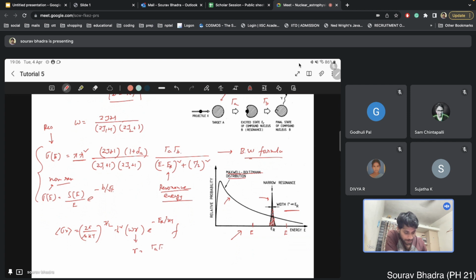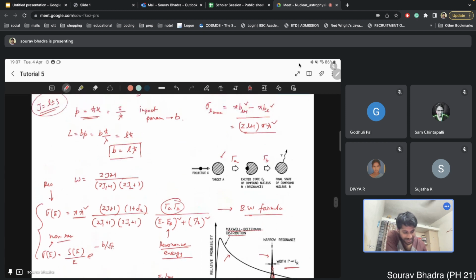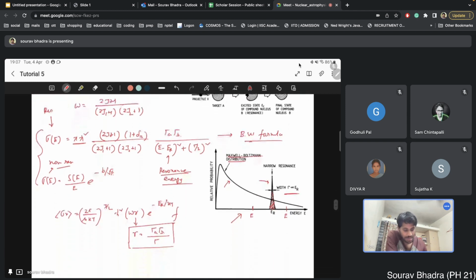So, gamma a gamma b, I am telling it tau, I have some problems of this type. So, this is gamma a gamma b. If I have told this as tau, pardon me, it is capital Gamma actually, gamma a gamma b by gamma, which is called the strength of resonance. So, these are the important factors of resonant reaction, strength of resonance. Okay, now this is the rough idea.